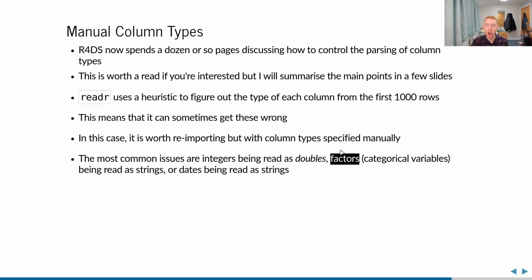Then there are factors, which are kind of categorical variables. We talked about them slightly in the first session. Those can be read in as strings, which is like text data, and again, that's very inefficient, especially if there's lots of repetition in our data. Or dates being read in, again, as strings. I probably shouldn't be using the word string here; characters or text is a more appropriate word. So basically any text data.